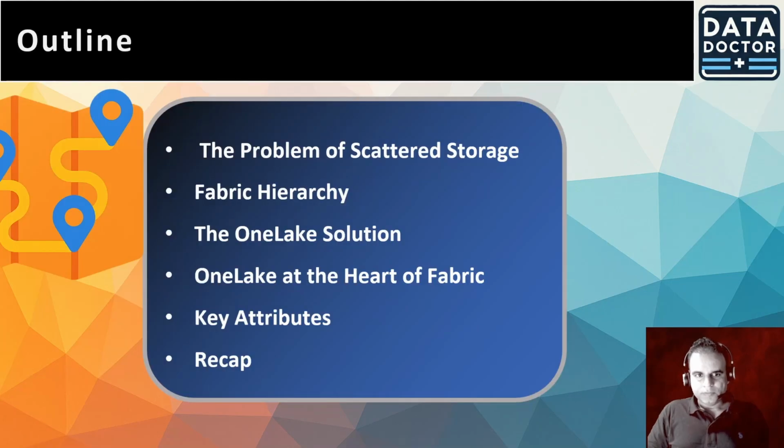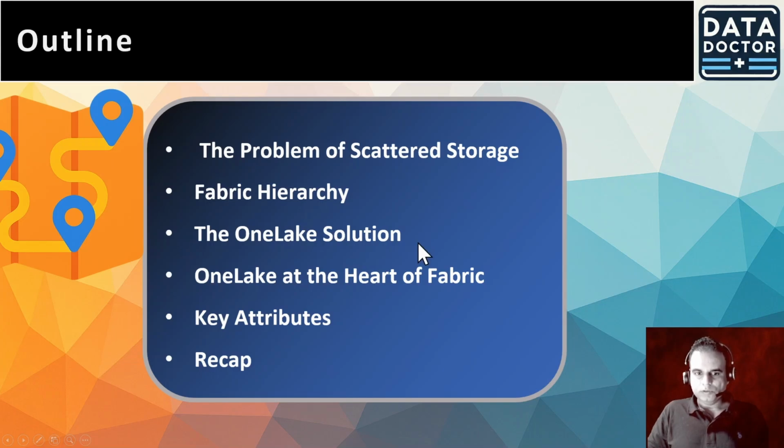So let's start. First of all, in this talk, I'm going to show you the outline. The outline is the discussion of the problem first, the problem of scattered storage, which is typical within enterprise data. We will have a look at the Fabric hierarchy, how it is structured, because this understanding helps us to better understand how OneLake is a solution to the problem of scattered storage.